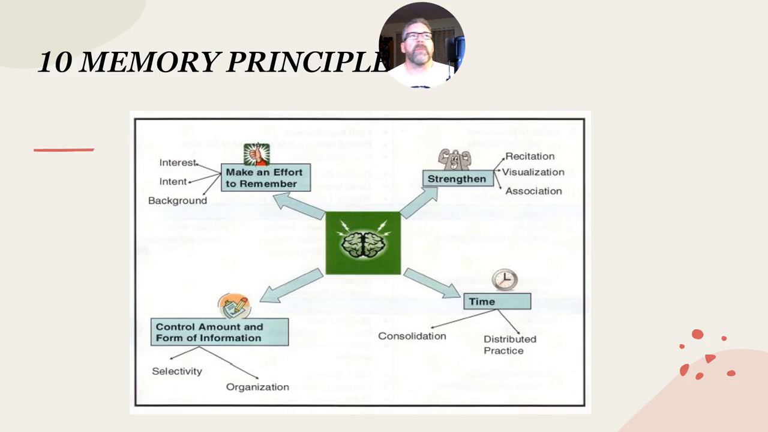So going back to these memory principles. Okay, the strengths: recitation, visualization, and association. And that's what we were just looking at. Recitation, saying it again and again, or just talking out loud to yourself. It really helps. And the other thing that happens when you recite the strengths is that it starts to formulate in your brain. It starts to make connections.